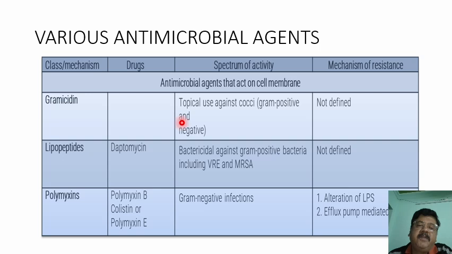Then gramicidin, which is useful for topical use against gram-positive cocci. Mechanism of resistance is not defined. Lipopeptides, daptomycin, bactericidal against gram-positive bacteria, including VRE and MRSA. The mechanism of resistance is not defined. Then polymyxins: polymyxin B, colistin or polymyxin E, helpful for gram-negative infections. So here the mechanism of resistance is alteration of lipopolysaccharides and efflux pumps.